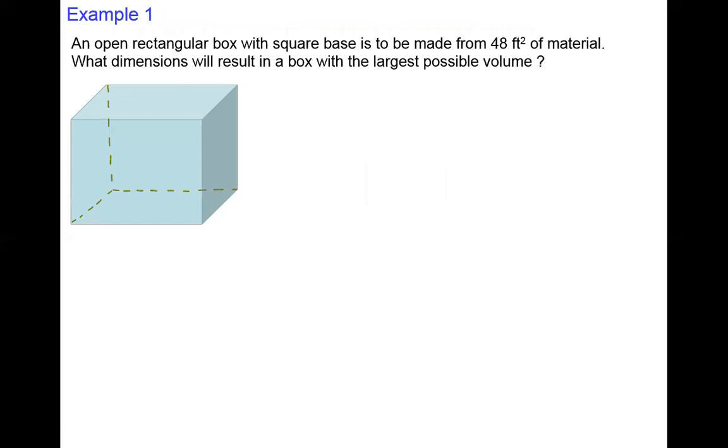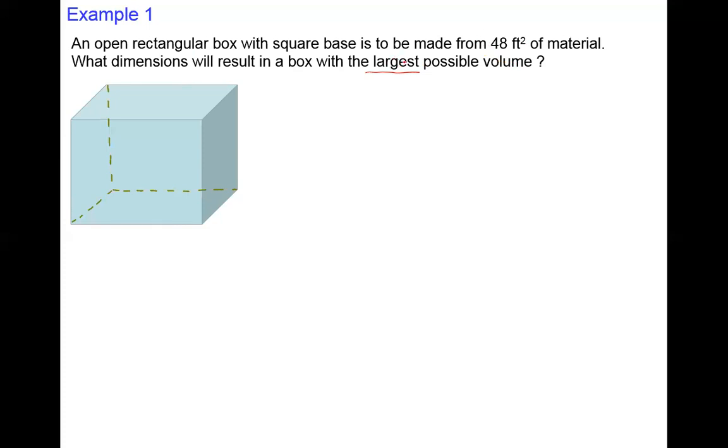Example number 1. An open rectangular box with square base is to be made from 48 square feet of material. What dimensions will result in a box with the largest possible volume? We can see we have a box. We know the surface area because we can build the box with the 48 square feet of material. That we have as given. And the question asks for the maximum volume.